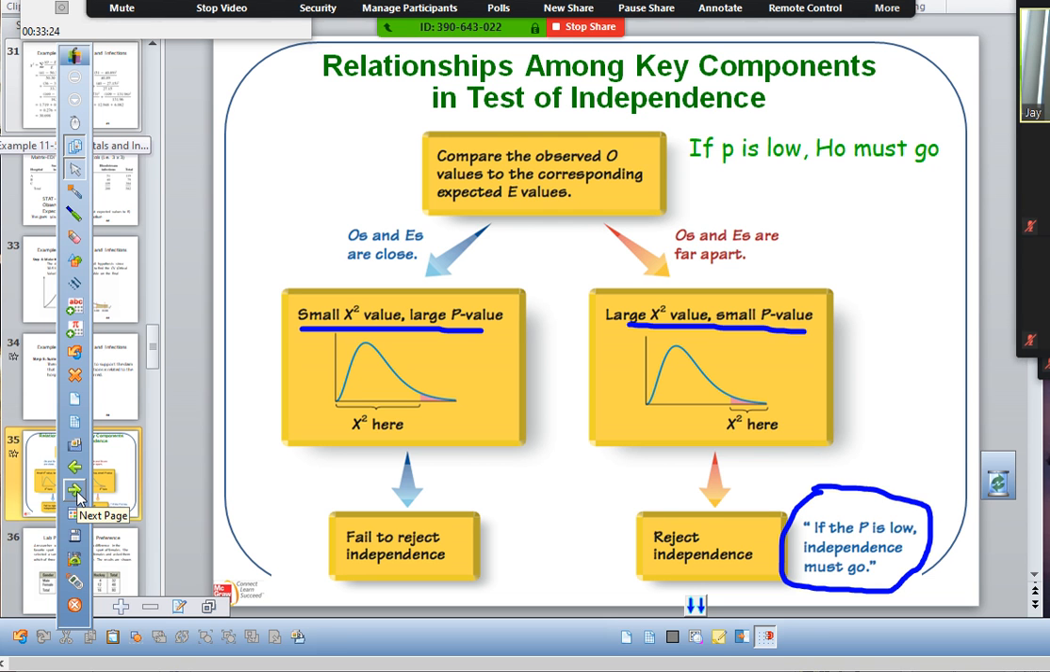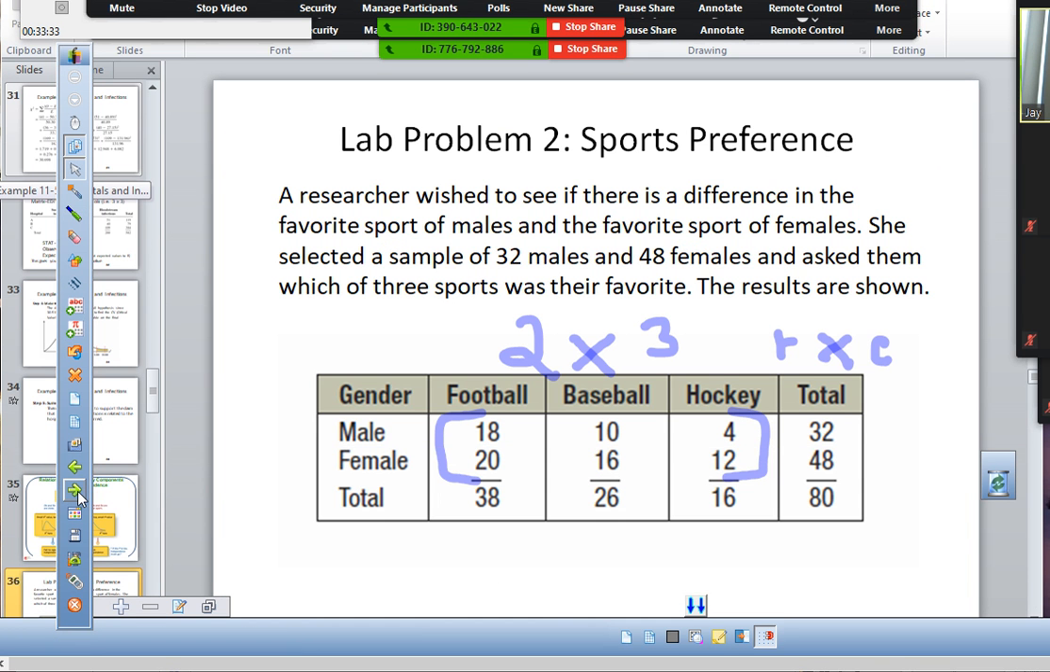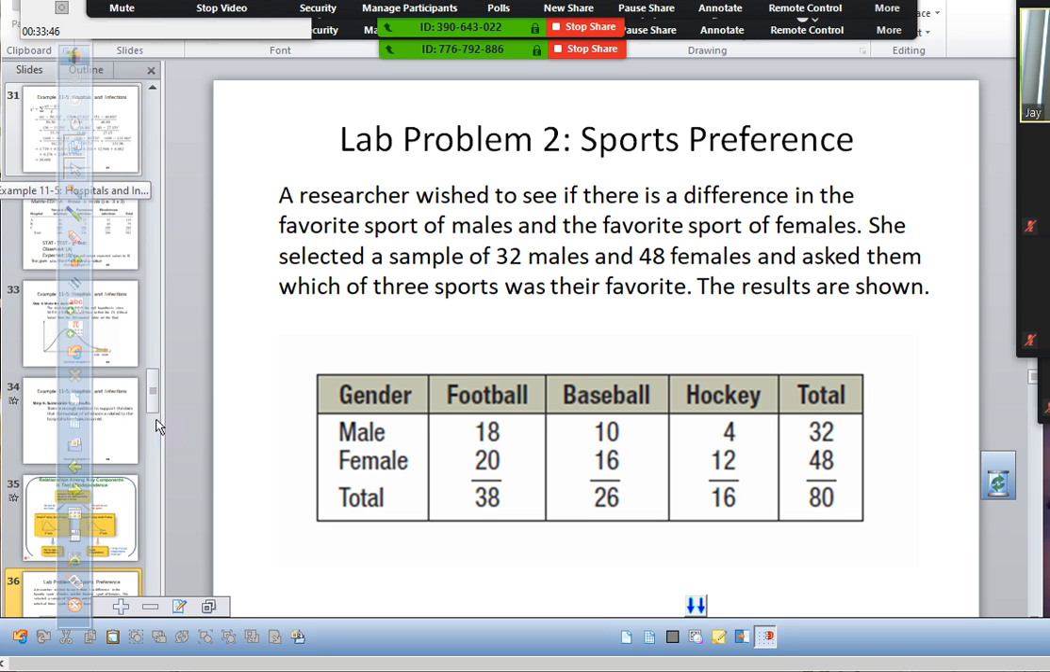And why don't you guys go ahead and work on the next problem. But before you do, let me ask you this real quick. Everyone take a look at lab problem number 2, sports preference, and take 15 seconds, stare at it, like literally pay attention now. 15 seconds, guys, wake up. How many rows and how many columns does it have? Figure that out. How many rows, how many columns?